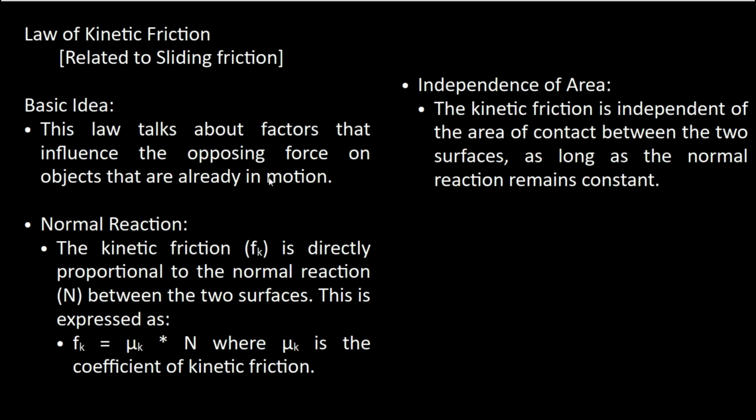Okay, let's have a look. Normal reaction. By default, friction is related to your normal reaction. The kinetic friction is directly proportional to the normal reaction between the two surfaces. This is expressed as f_k equals mu_k times N, where mu_k is the coefficient of kinetic friction. Again, here too it's independent of area, like your static friction. The same thing over here as well.